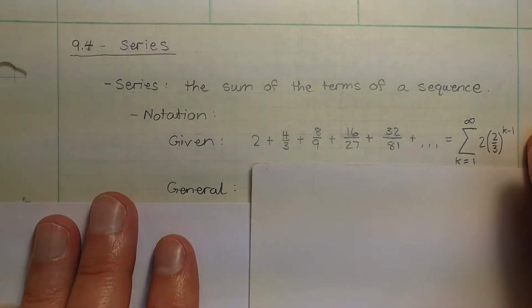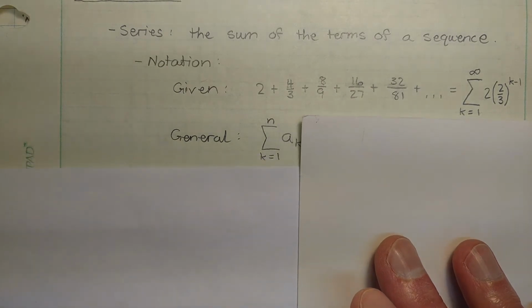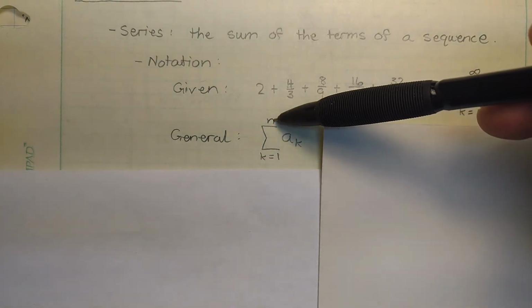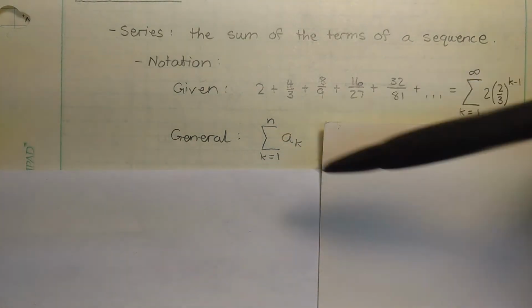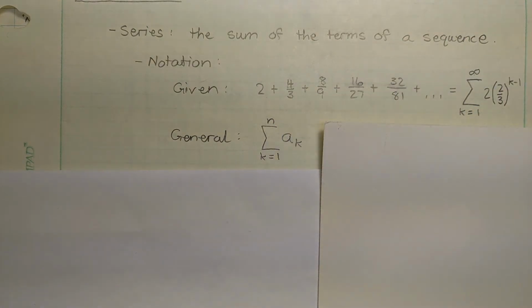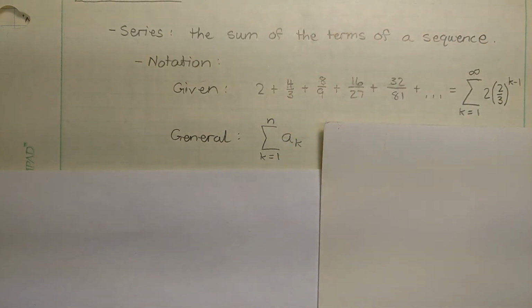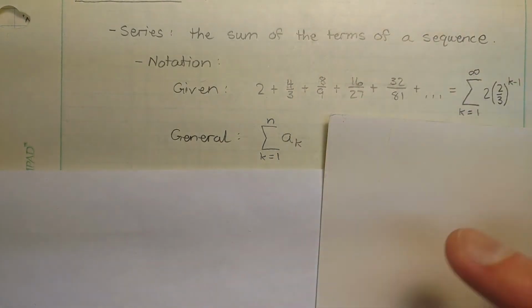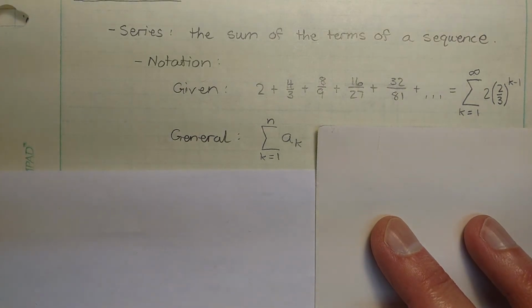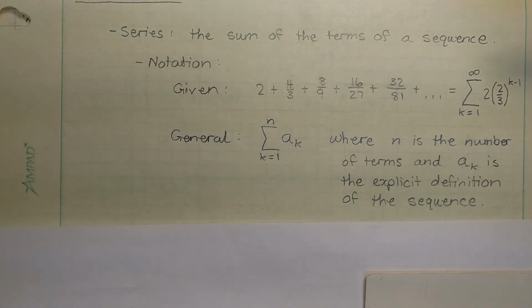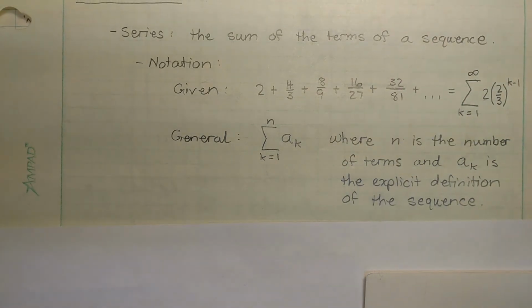So let's look at our general term. Our general definition is going to look like this. We have k equals 1 to n. n is the ending, that's the number of terms that we have. If we start with 1 and we go to n, then we have n terms. For instance, going from 1 to 10 is 10 terms. Our a of k is our definition of our sequence. So n is the number of terms, and a of k is the explicit definition of the sequence. It gives us the value of the kth term.